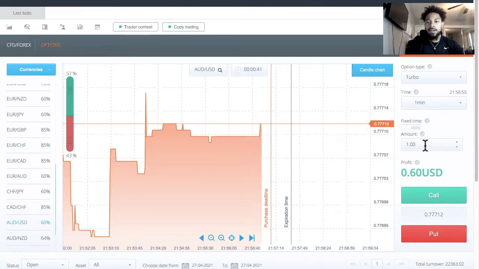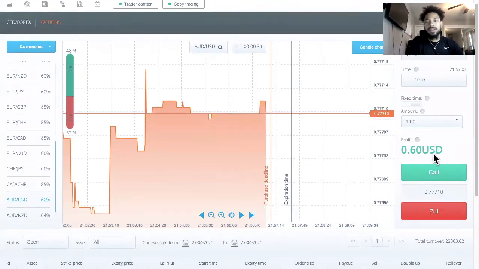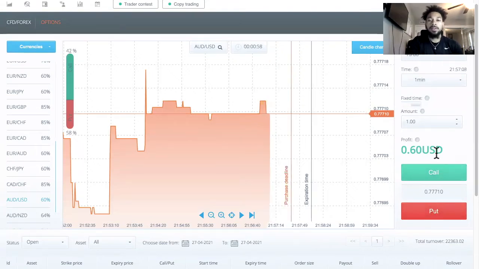Since I have $1 in my amount selection right here, if I win the trade, I would get paid out 60 cents. In order to actually enter a trade, you have to decide whether you want to go in for a call or a put. If you're familiar with any options trading, whether it's in the stock market or you've done binary options before, you know that if you go in for a call, you want price to move up. If you go in for a put, you want price to move down.